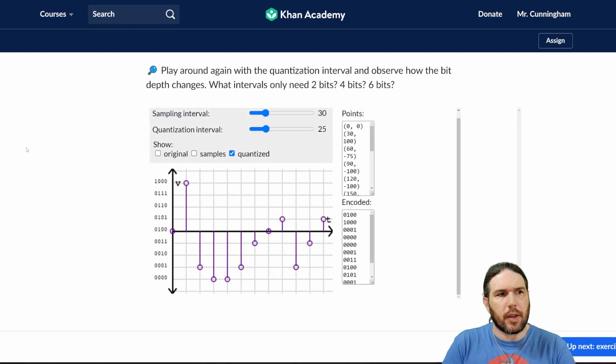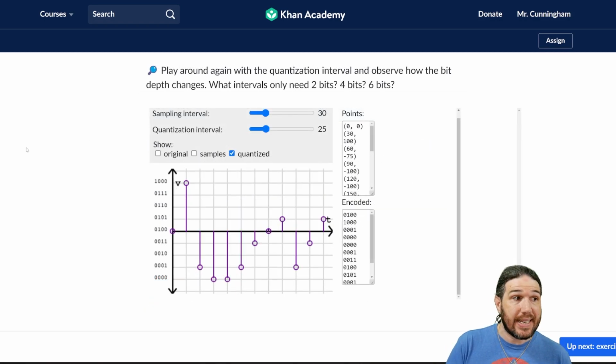Play around again with the quantization interval and observe how the bit depth changes. What intervals only need 2 bits, 4 bits, or 6 bits?